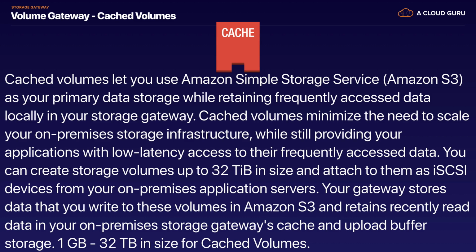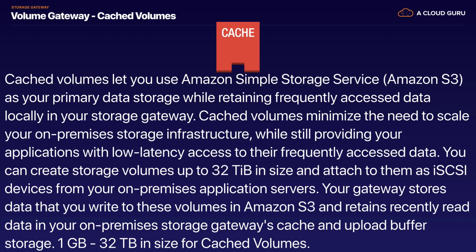Cache volumes basically doesn't keep the entire data set locally. It is only keeping the most frequently used data in your storage gateway. So cache volumes minimizes the need to scale your on-premise storage infrastructure while still providing your applications with low latency access to their frequently accessed data. You can create storage volumes of up to 32 terabytes in size and attach them as iSCSI devices from your on-premise application servers. Your gateway stores the data that you write to these volumes in S3, just like the last one, and it retains recently read data in your on-premise storage gateway's cache and upload buffer storage.